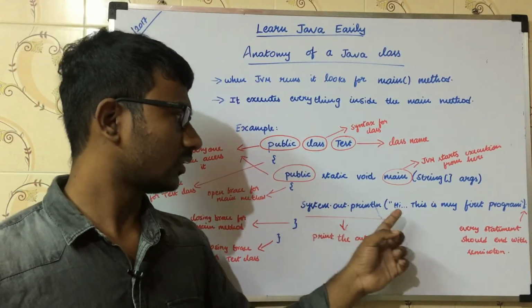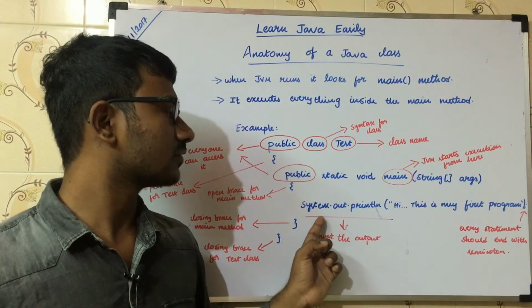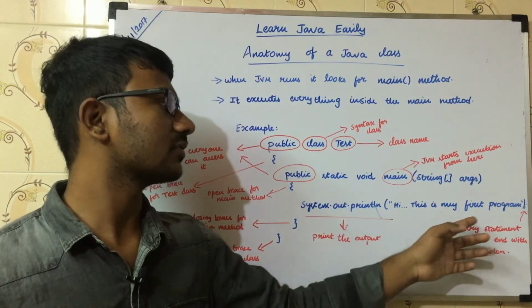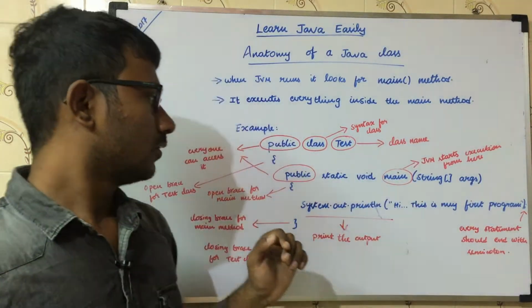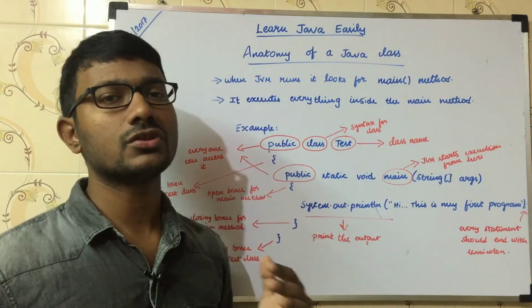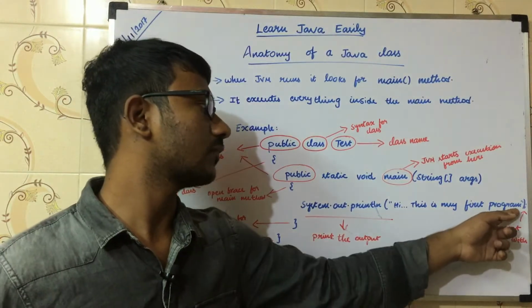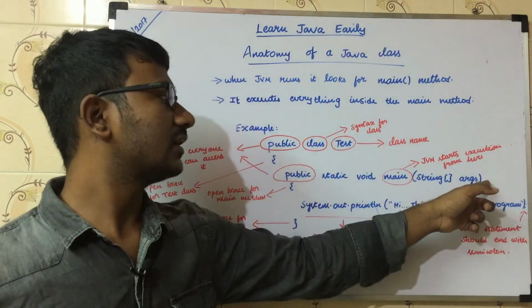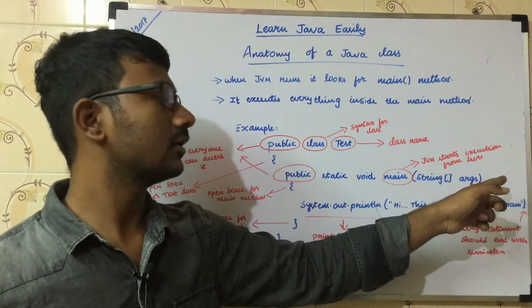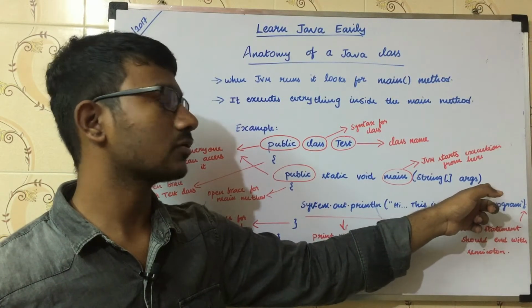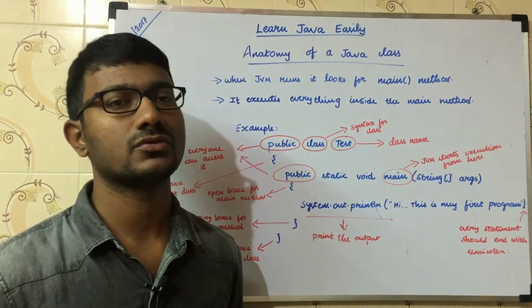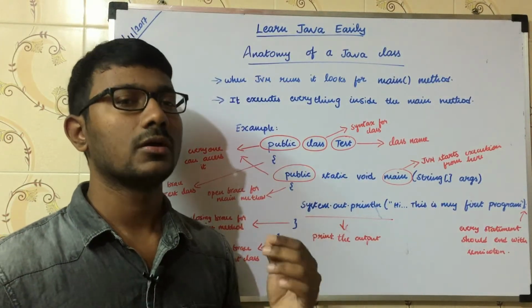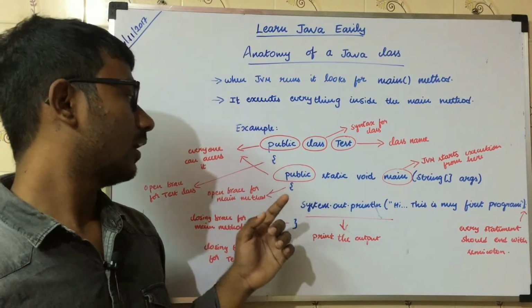Here, I have written only one statement: system.out.println, "Hi, this is my first program", ended with a semicolon. Any executable statement needs to end with a semicolon. That's why I have ended it with a semicolon. But if you have observed clearly, you would have noticed that there is no semicolon here. The reason is that this is a function definition. You shouldn't put a semicolon there.